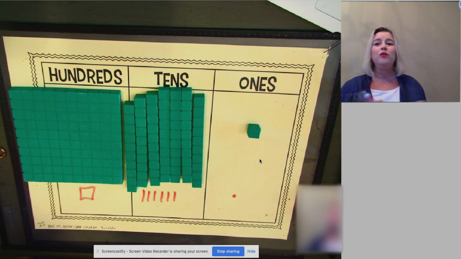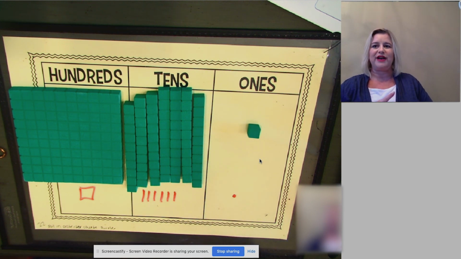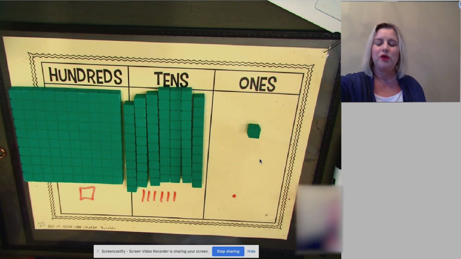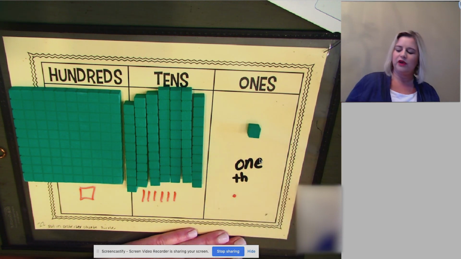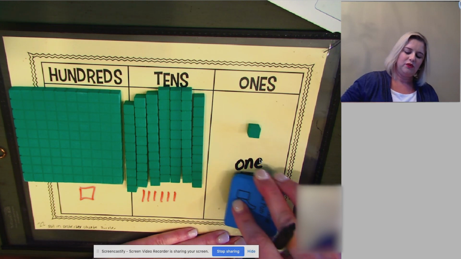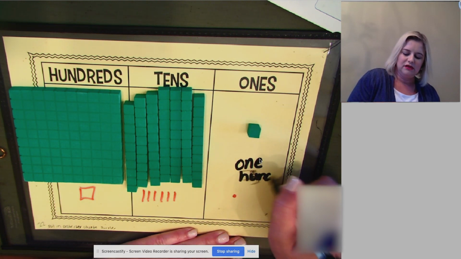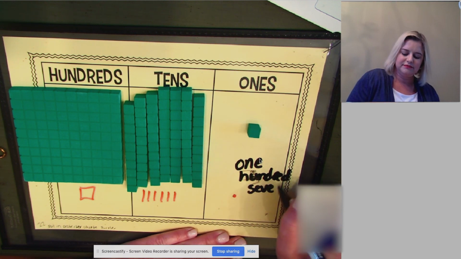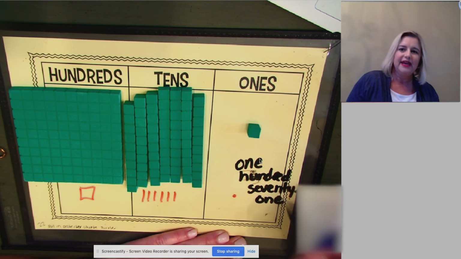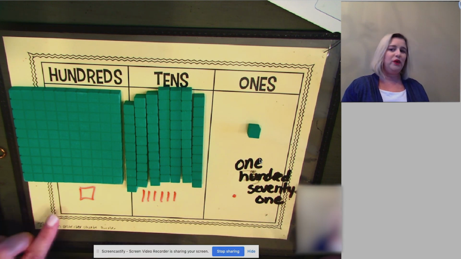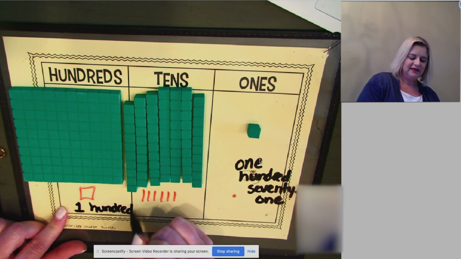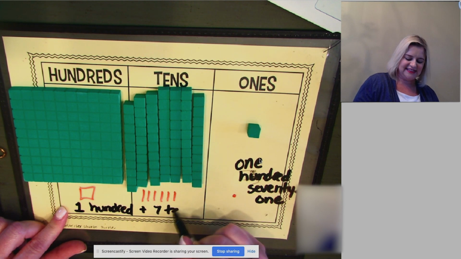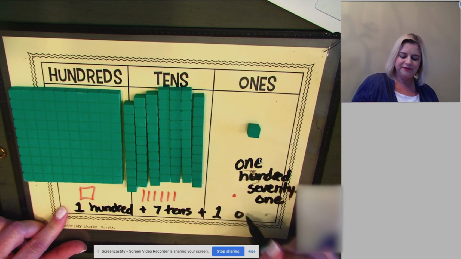Awesome job. Now we're going to write with numbers and words. Are you ready? Here we go. We have 100. Oh, I made a mistake. That's okay. 100, 70. Are you paying attention? 1. Very good. Now, what's some other ways? Yes, we have 100 plus 7 10s plus 1 1.